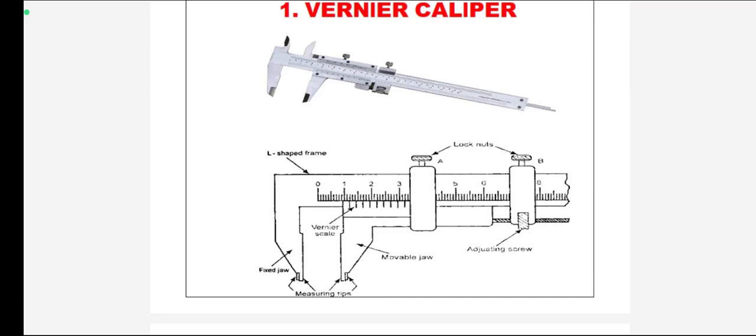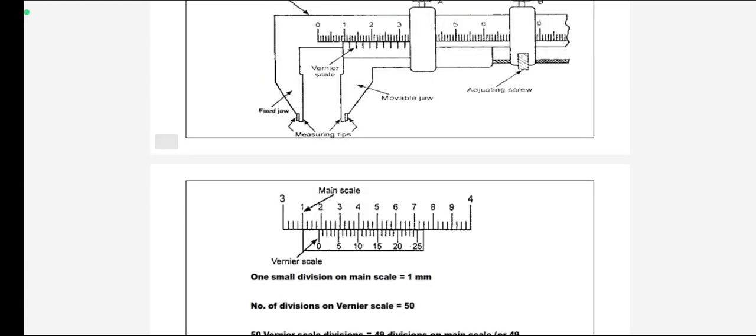The vernier caliper is constructed with an L-shaped frame with movable jaws, an L-shaped main scale and a vernier scale. The vernier scale has two locking nuts and movable jaws to hold the workpiece to be measured.